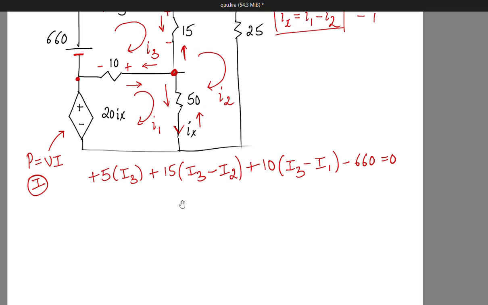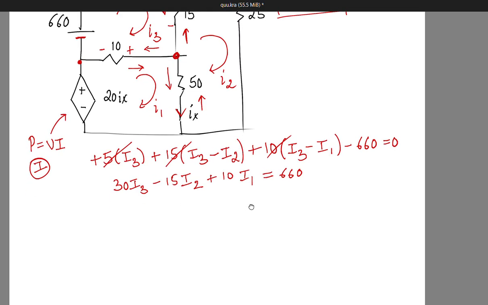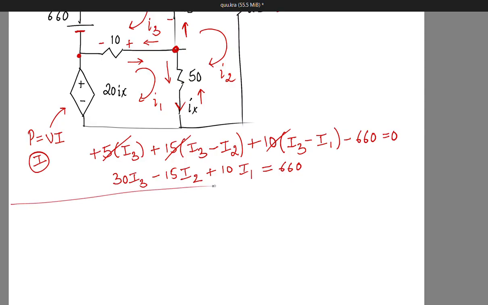Equation number one. Now we can try simplifying this. This is 5, this is 15, 20, and that is 30. That's 30 I3, right? And what is this I2 going to be? It's minus 15 I2. And then finally it is plus 10 I1. We bring 660 to the other side, and it becomes positive. So that's us simplified. You can simplify it further, but since I'm going to put them in a calculator, I think I will leave it as it is.